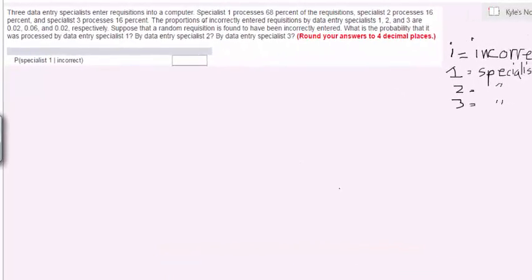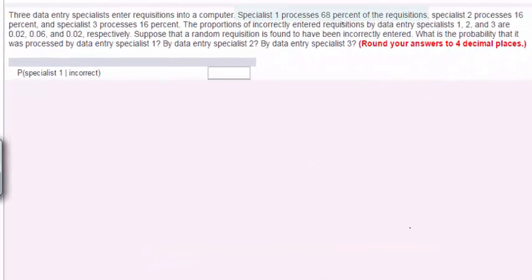Now let's identify the numbers. Specialist 1 processes 68% of the requisitions. We can pull that out and say the probability that specialist 1, using a 1 for specialist 1, does a requisition is 0.68. Specialist 2 does 16%. And specialist 3, 16% as well.